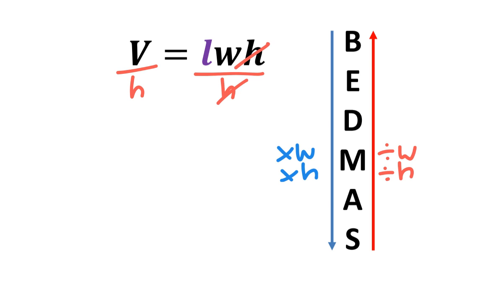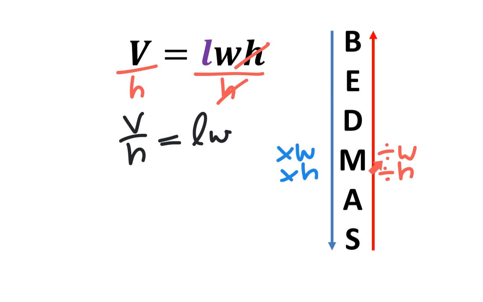Opposites cancel out. Those are opposites because multiply by H and divide by H are opposites. This is going to leave me with V over H on the left side and L and W on the right side. And if you've forgotten, a fraction is the same thing as division.